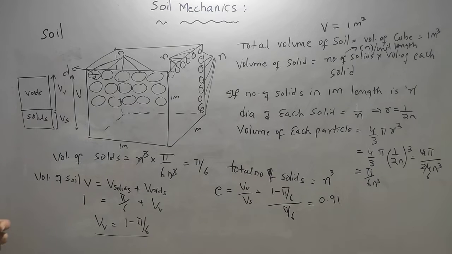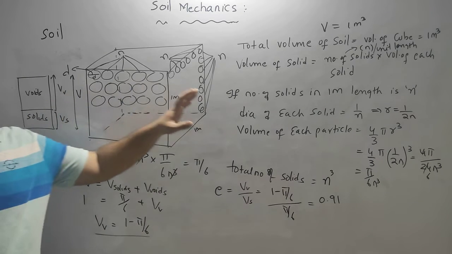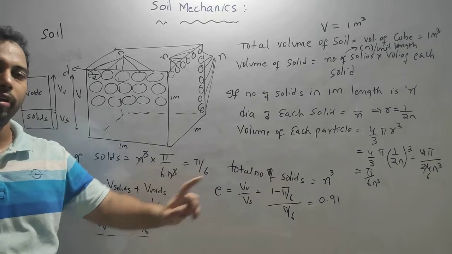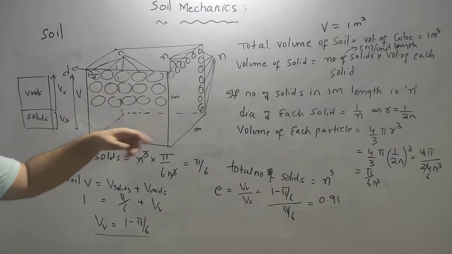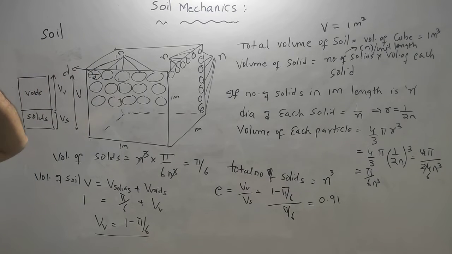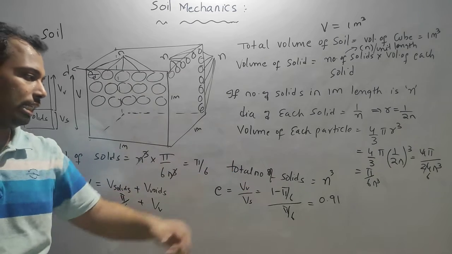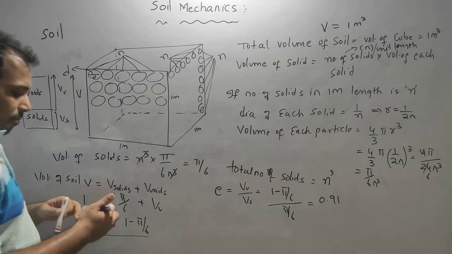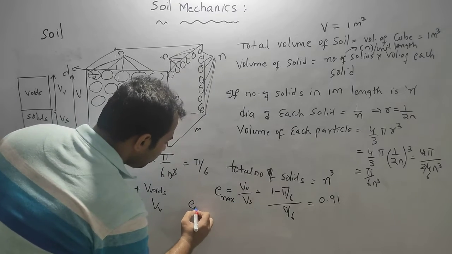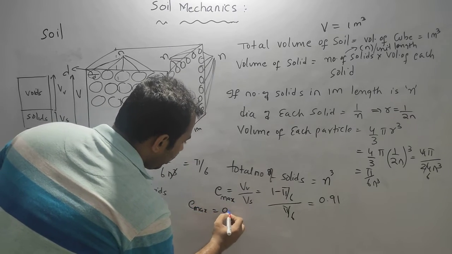That means this is the way we determine the maximum void ratio of uniformly grained gravel or any kind of coarse grained soil. So in a coarse grained soil, this is the maximum void ratio, e max is equal to 0.91.